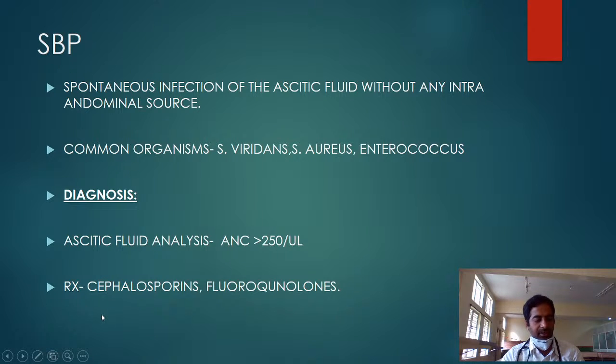And then treatment: mainly the first drug will be cefotaxime, cephalosporins, and fluoroquinolones. So the treatment will be around 1 gram IV. If the patient is admitted, 1 gram IV TID, given for around 5 to 7 days. Then you can go for fluoroquinolones, which you can give for around 2 weeks. After that, weekly 400 mg can be given to all patients with cirrhosis of liver to prevent future SBPs.